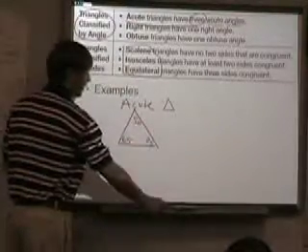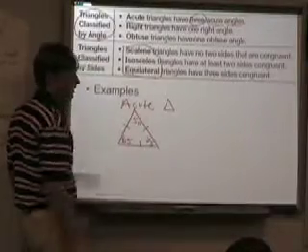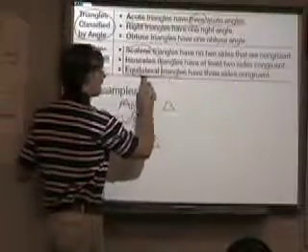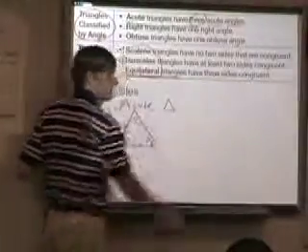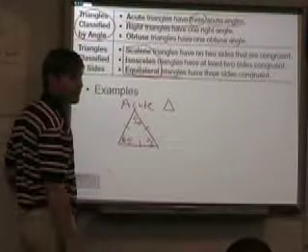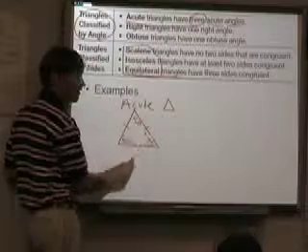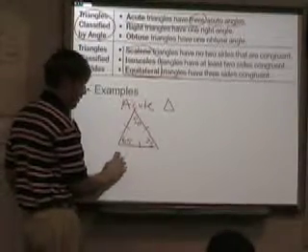So look at this triangle. If all three of these sides are the same, then it's called equilateral. An equilateral triangle is a triangle that has three sides that are congruent. What does congruent mean? Equal. So these three sides are equal, so this triangle is acute and what? Equilateral.